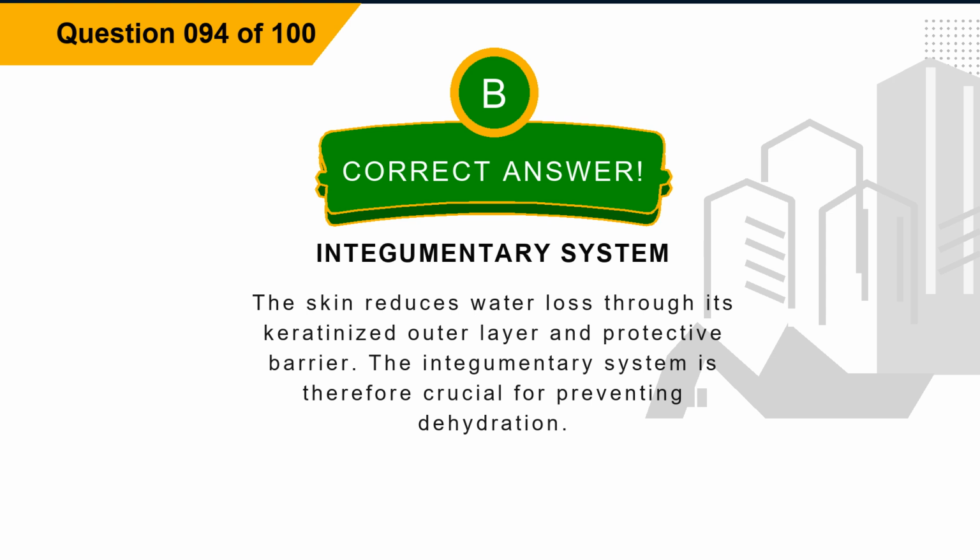Integumentary system. Explanation: the skin reduces water loss through its keratinized outer layer and protective barrier. The integumentary system is therefore crucial for preventing dehydration.